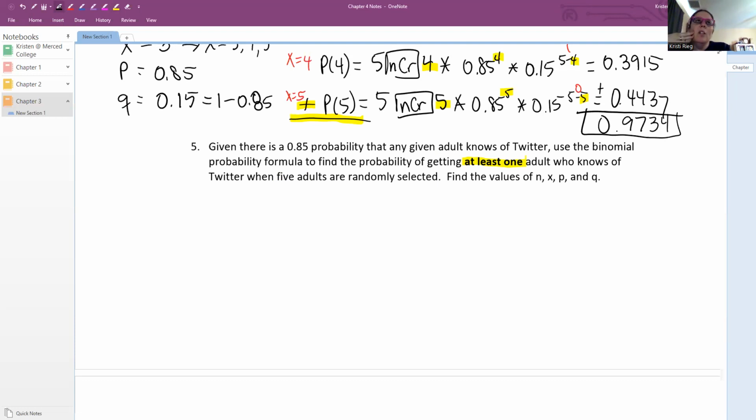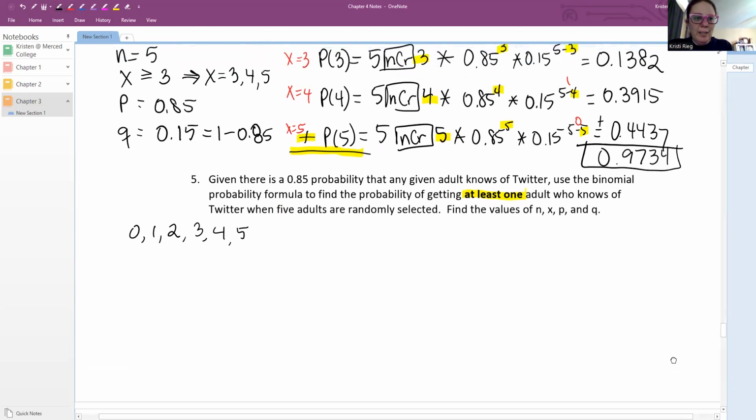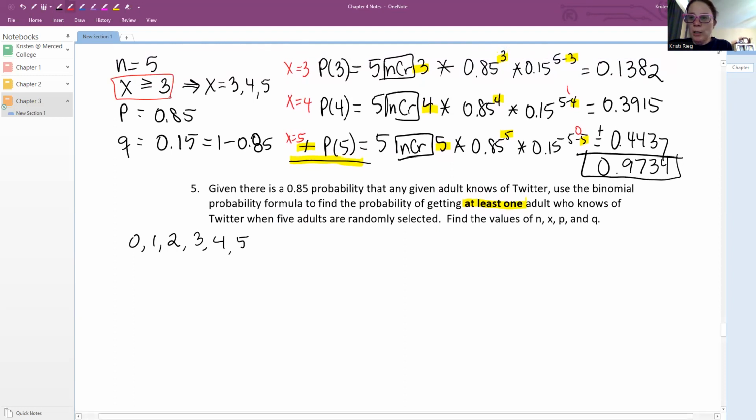So you go up to a group of 5 people and you say, do you know about Twitter? Yes or no? Let's think about all the choices. Either nobody knows about Twitter, one person knows about Twitter, 2 people know about Twitter, 3 people know about Twitter, 4 people know about Twitter, or all 5 people know about Twitter. Those are the 6 possibilities.